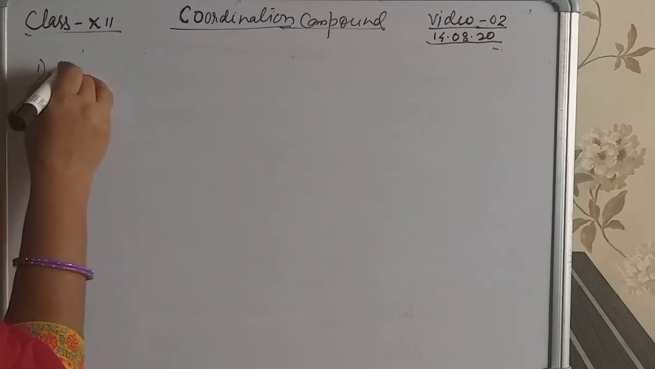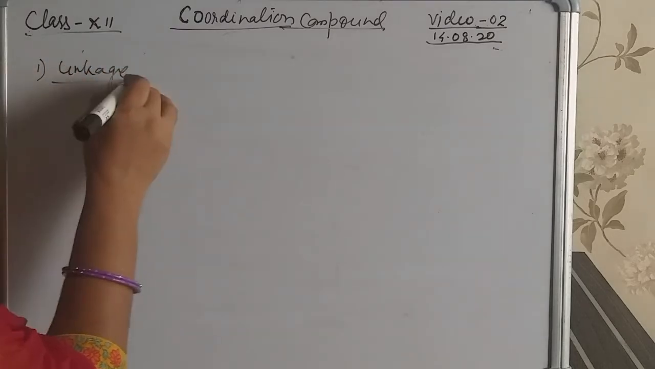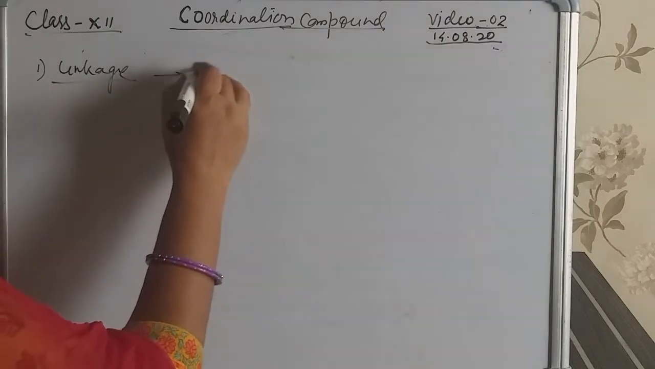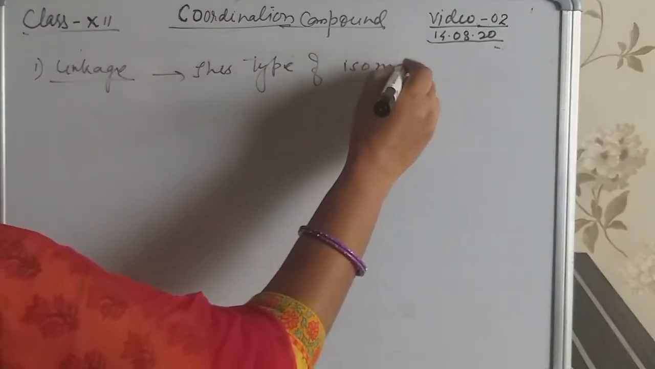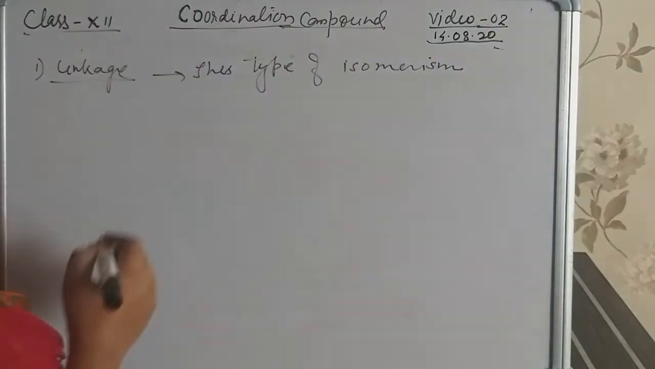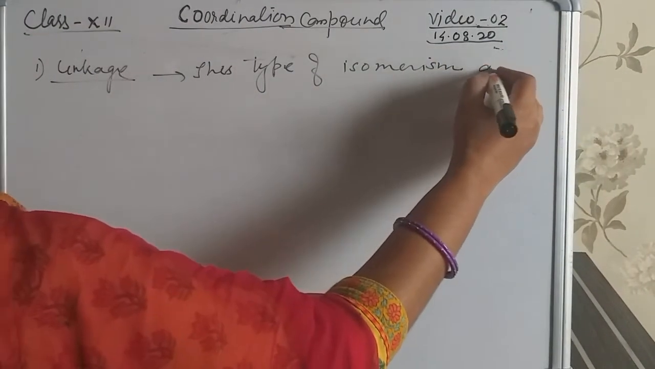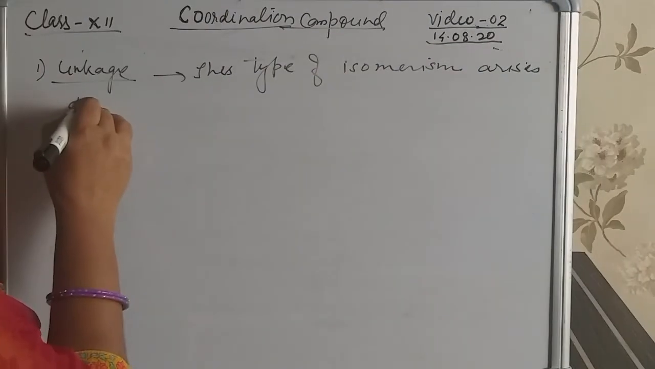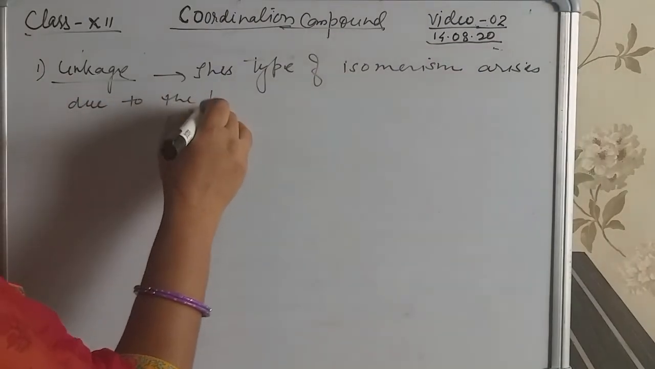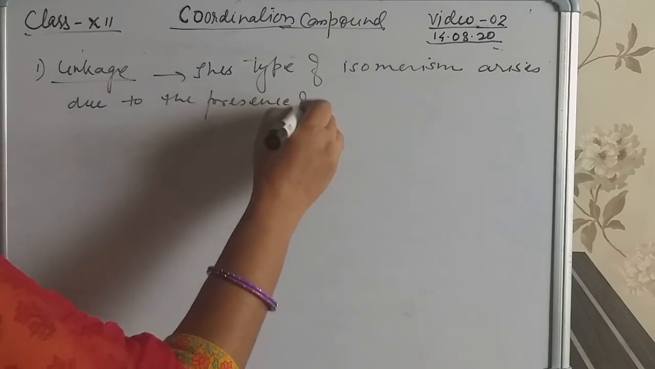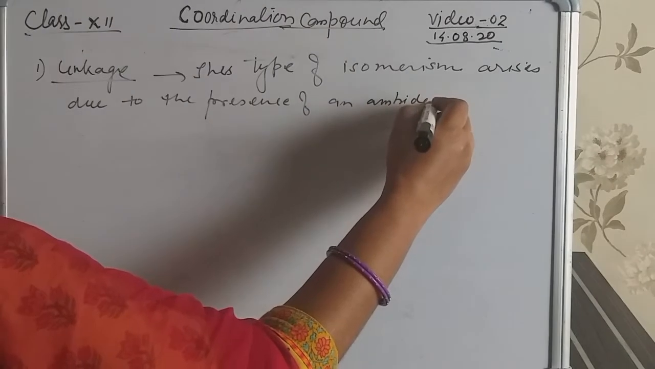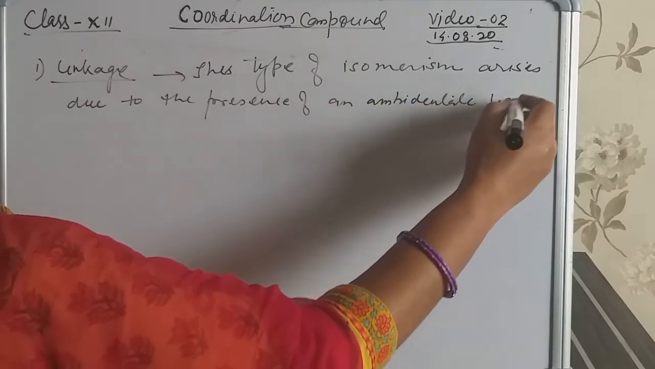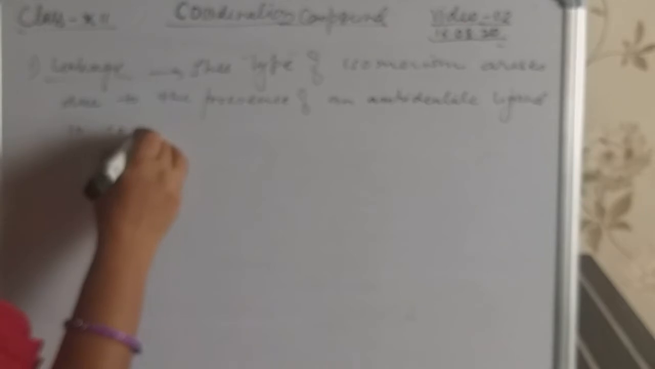First, linkage isomerism. This type of isomerism arises due to the presence of an ambidentate ligand in a coordination compound.